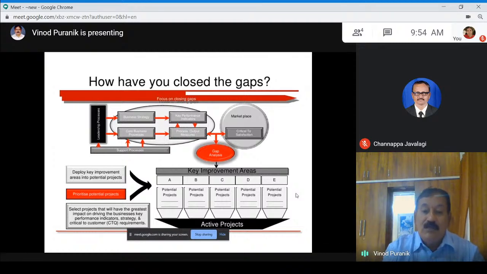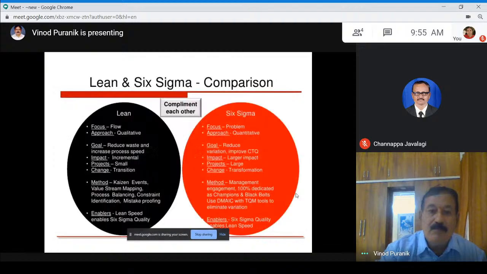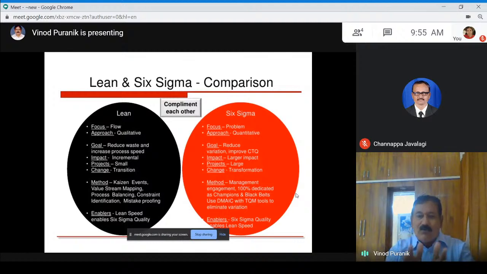Once you identify the projects, how are you able to move forward? That's very, very important. Whatever the gaps, you understood them, so you have to fill those gaps. Of course, it was already told in the previous section, but I want to show it because these are part and parcel of this.